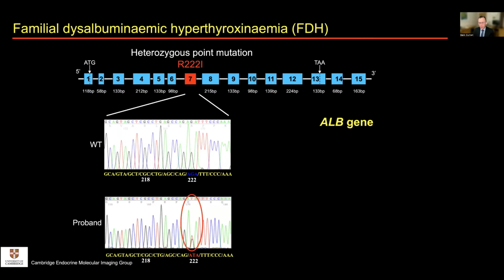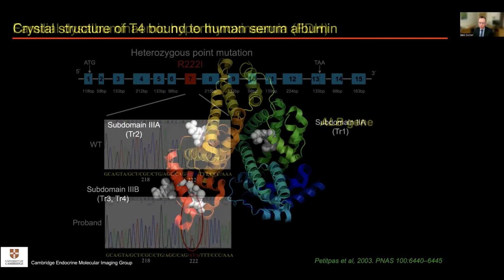Just to mention FDH: FDH, of course, is a genetic condition with variations in the albumin gene, but it's a genetic condition which produces problems with laboratory assay measurement.